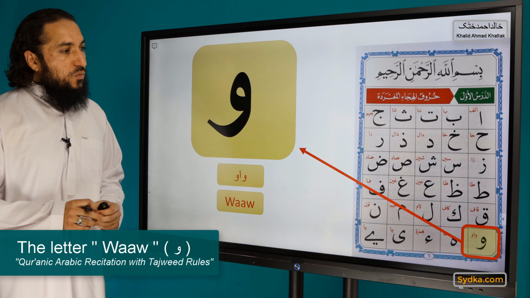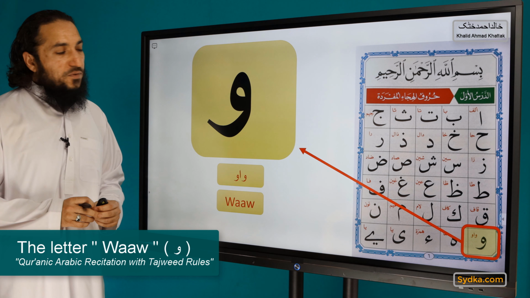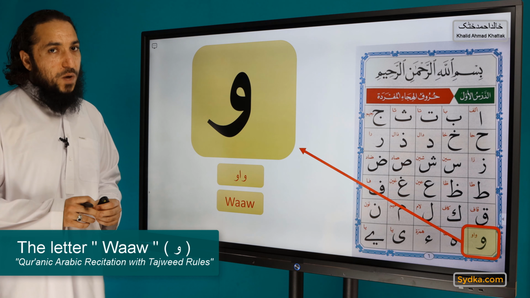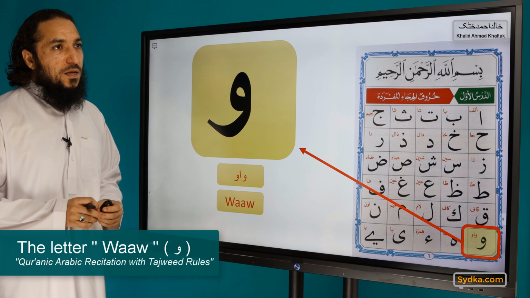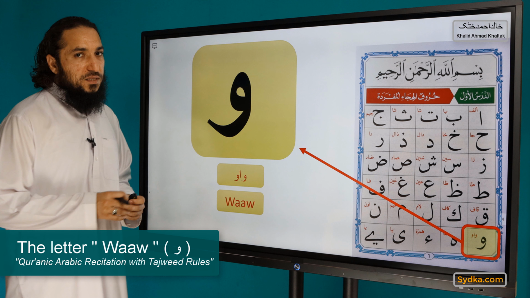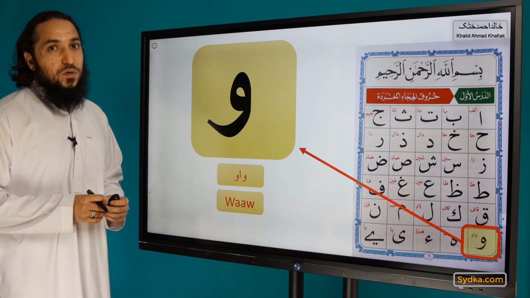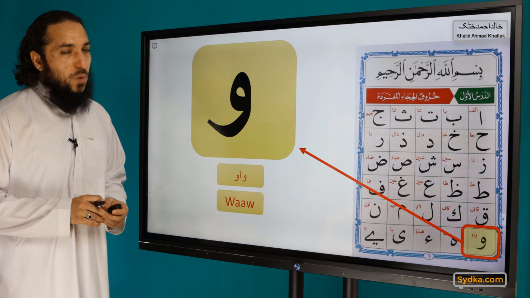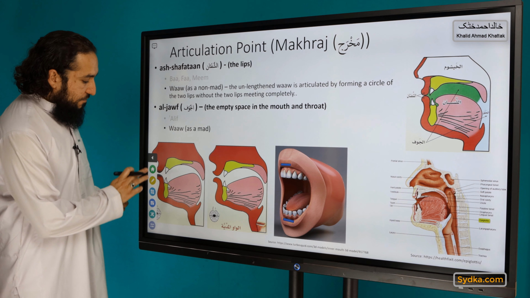So in this session we will be studying another letter of the Arabic alphabet. It is called Waaw. It's pronounced as Waaw and the sound is Aw. There are two sounds actually. When it's used as a consonant, that's Aw, and when it is used as a vowel, that's Oo. So there are two sounds for Waaw. We'll explain that here inshallah.